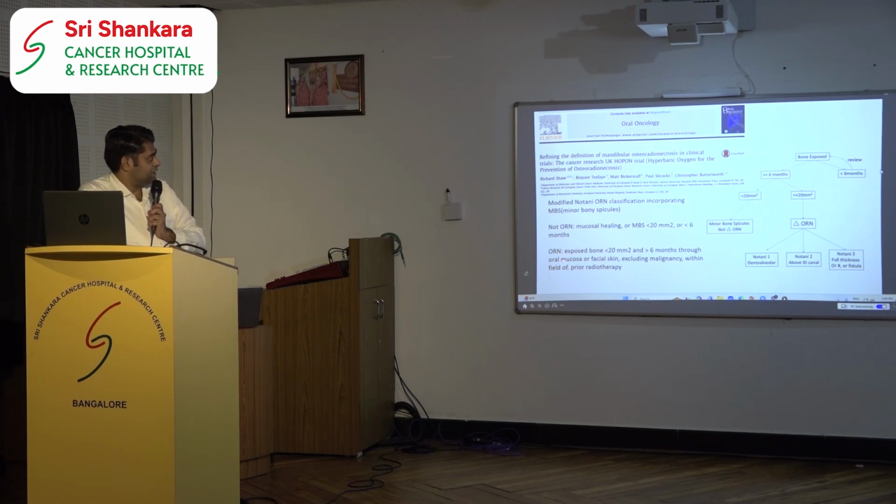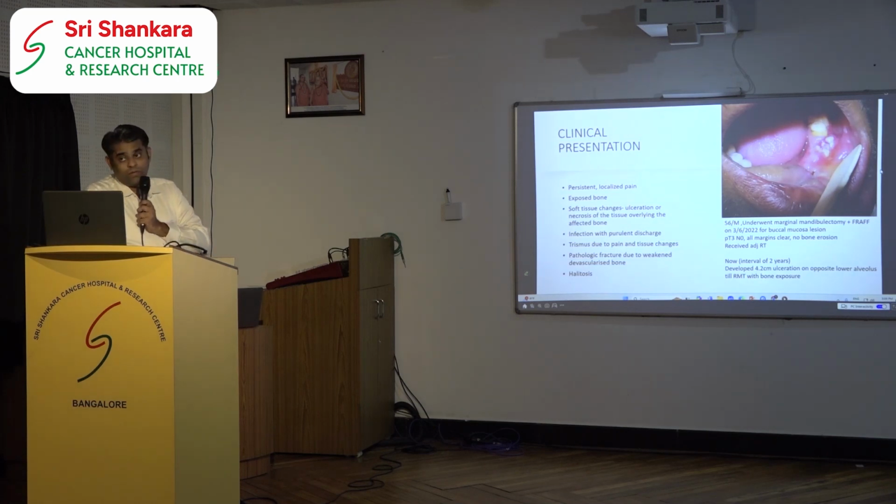It is ORN when there is exposed bone more than 20 millimeters, that is 2 centimeter across, and beyond 6 months, through the oral mucosa or facial skin, where malignancy has been excluded in any case of prior radiotherapy. So ORN is a diagnosis of exclusion. First thing you should rule out is recurrence. Don't look for ORN first. You rule out recurrence, and if there is a persistent fistula or an exposed bone, then only you come up with a diagnosis of ORN, and you take biopsy whenever necessary. But you should have the sense of when not to take biopsy.